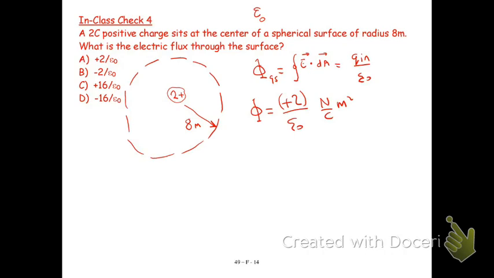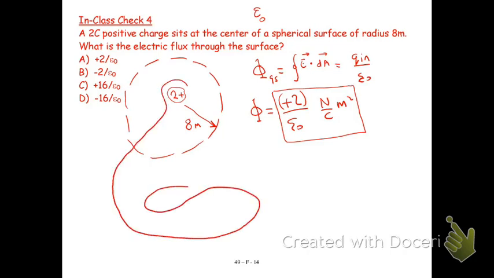What about the 8 meters? Makes no difference. I could have that, and the answer would be the same. Whatever charge is inside, whatever shape you decide to be the Gaussian surface, just take that charge, divide it by epsilon naught. That tells you how many arrows are entering or leaving. If it's positive, they're leaving. If it's negative, they're entering.